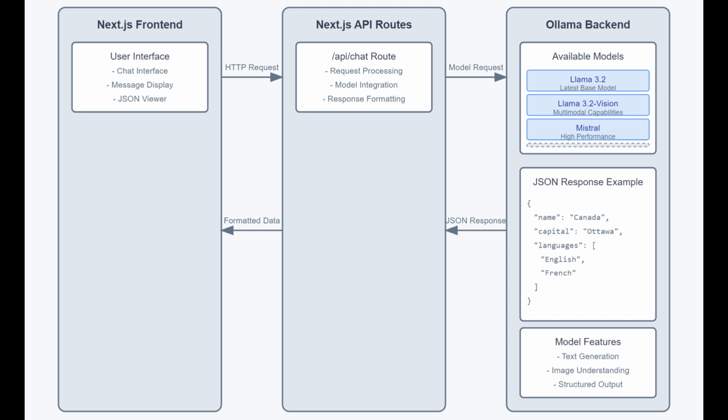The data flow follows a clear path. User requests from the front-end are sent through API routes to the Ollama backend, where the selected AI model processes the information and returns structured JSON responses. The system supports text generation, image understanding, and structured output formatting, with built-in extensibility for future model additions, making it a flexible and scalable solution for AI-powered applications.